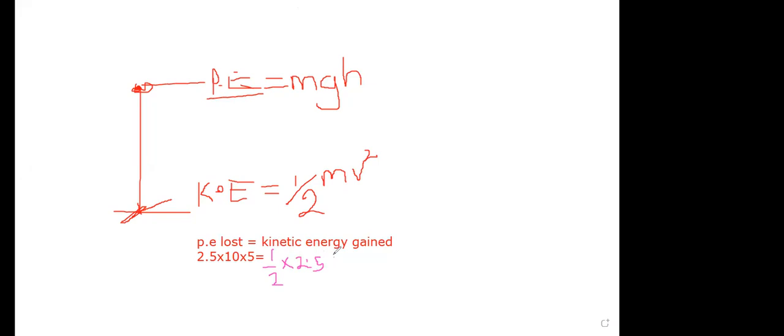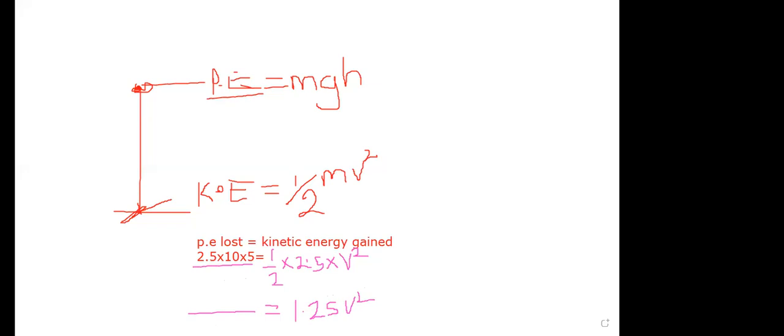2.5, then times velocity squared. Remember, we don't have the velocity. It is the one that they want us to find. So what you're going to do is to get for me the answer for this side, which is 2.5 times 10 times 5 will be equal to... Now a half of 2.5, I think it's 1.25, then v squared.